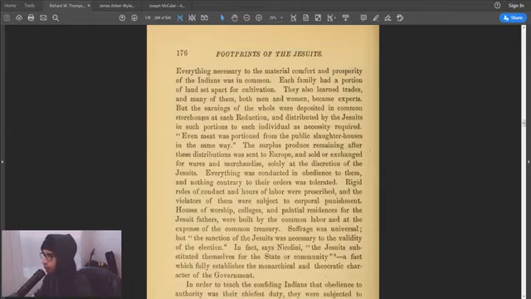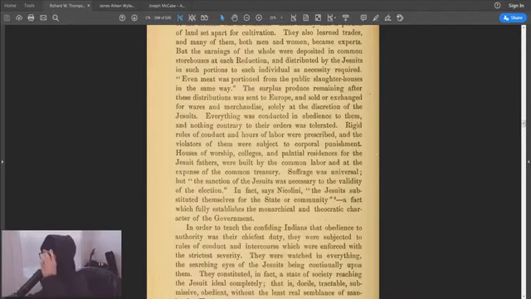Suffrage was universal. It was Catholic. But, quote, the sanction of the Jesuits was necessary to the validity of the election, end quote. In fact, says Giovanni B. Niccolini, the great historian of the Jesuits, quote, the Jesuits substituted themselves for the state or community, end quote. A fact which fully establishes the monarchical and theocratic character of the government. In order to teach, and let me just stop right there.